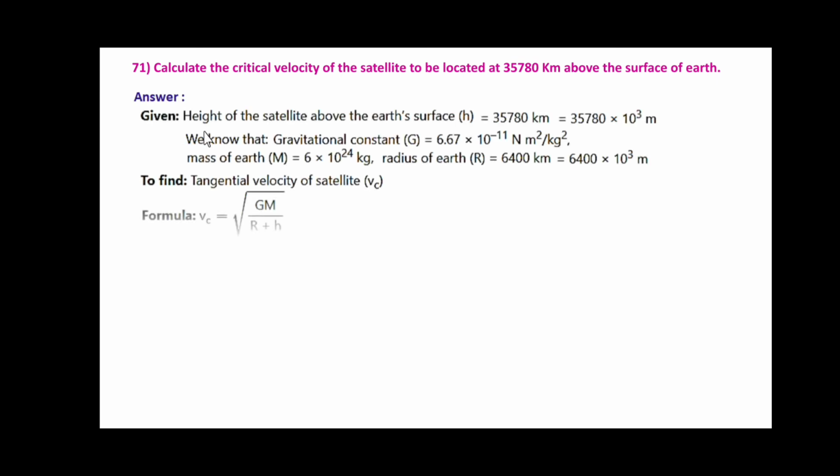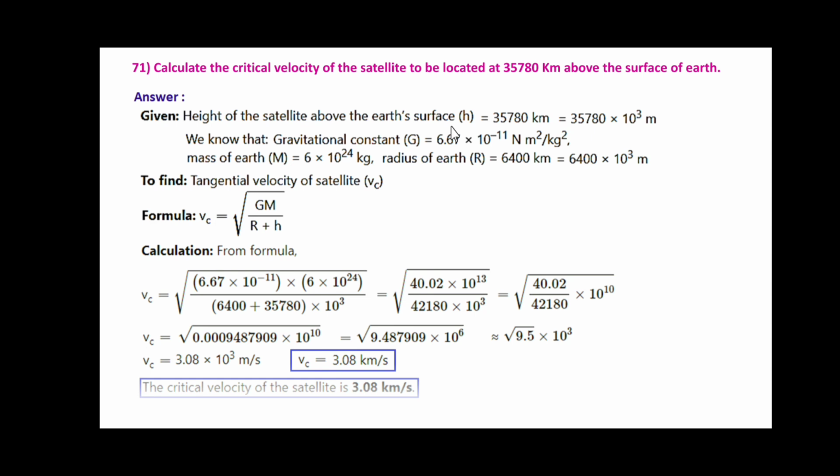And calculate the critical velocity of the satellite to be located at 35,780 km above the Earth's surface. Friends, here the given things are: height of the satellite above the Earth's surface is 35,780 km, that is 35,780 into 10 to the power 3 meter. We know that the gravitational constant G is 6.67 into 10 to the power minus 11 newton meter square per kg square. Mass of the Earth is 6 into 10 to the power 24 kg. Radius of the Earth is 6,400 km, that is 6400 into 10 to the power 3 meter.